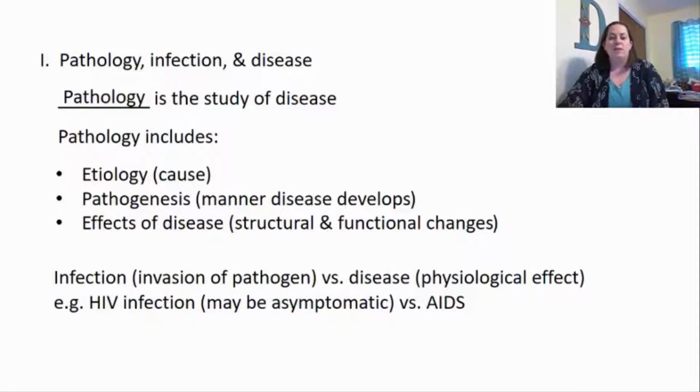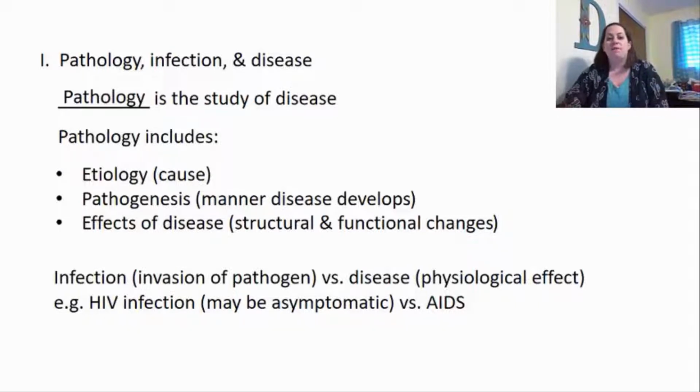Etiology is one of them, and this is the cause of the disease. Pathogenesis is the manner that the disease develops. So like what steps does the patient undergo as they develop the disease? And then what are the effects of the disease? Does it cause structural and functional changes within the individual?